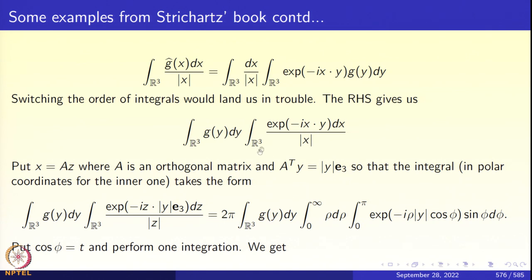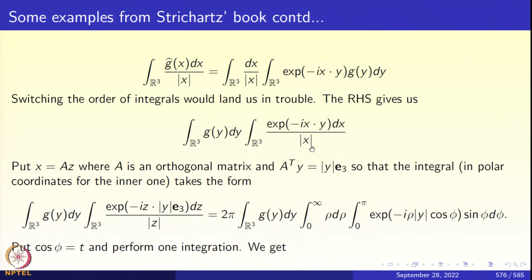And you see the same technique was used there. And so I will leave that for you to verify. And I can choose this A in such a way that you'll get mod Y times E3. And this becomes Z. And Z can be written in terms of polar coordinates. And you get an integral e to the power minus i rho mod Y cos phi. Remember, there is a rho squared sine phi. One rho cancelled because in the denominator you had a rho.